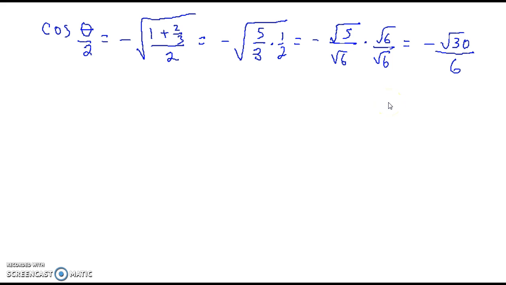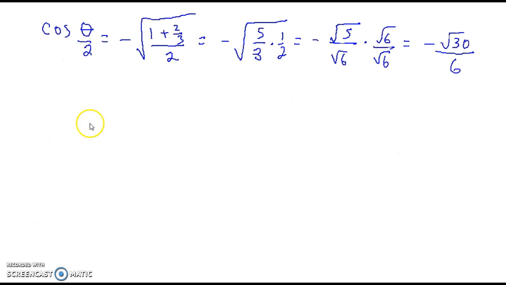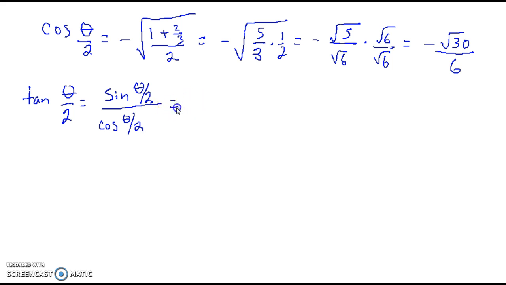Now, for tangent, I'm actually not going to use any of these half angle formulas. What I'm going to do is use the quotient property. Quotient property tells us that tangent is made up of sine over cosine. So that means the half angle of tangent is made up of the half angle of sine divided by the half angle of cosine. Again, less work for me.